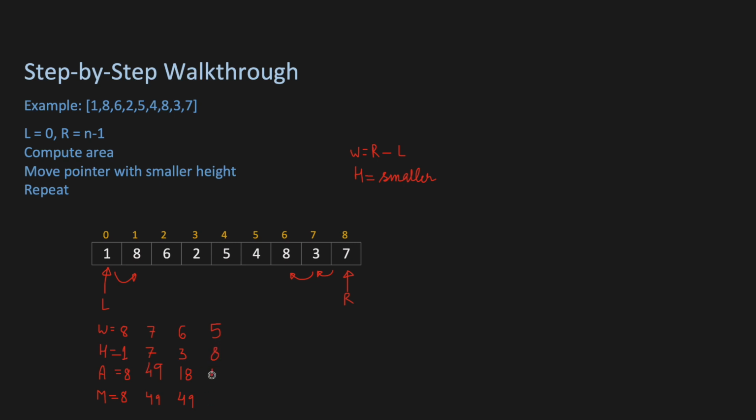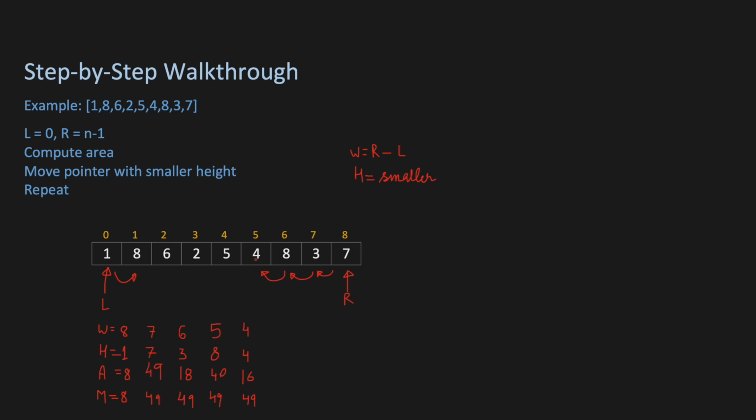Area will be 40 and max area will be 49 again. As these both are equal, let's move the right pointer backward. Updated width will be 5 minus 1, 4. Height will be the smaller one, 4. Area will be 16 and the max area will remain 49.